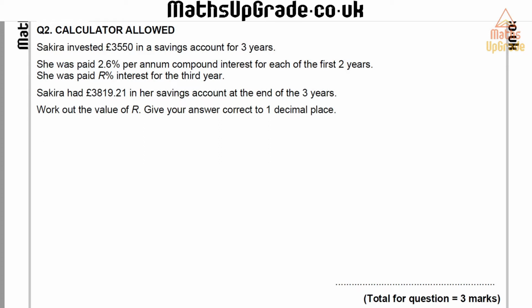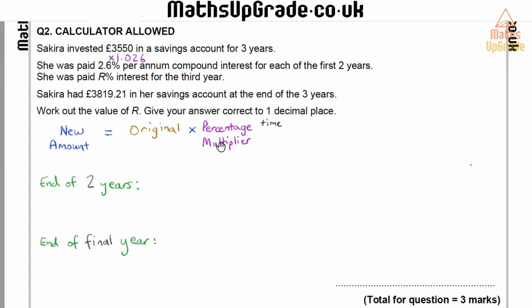The way I'm going to do this question is I'm going to work out how much she had in her account at the end of the 2 years. Then once I know that, I can then work out her interest rate for the 3rd year, since I know the final amount and I know the starting amount of that 3rd year. So let's set this up. Remember, for compound interest, this is the formula we need to use. The new amount at the end of a time period is equal to the original amount at the start of the time period times by the multiplier to the power of time.